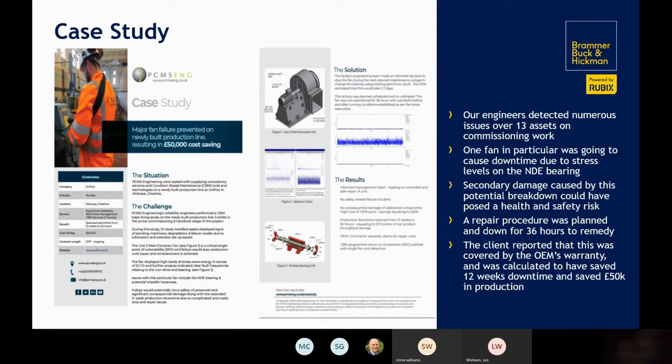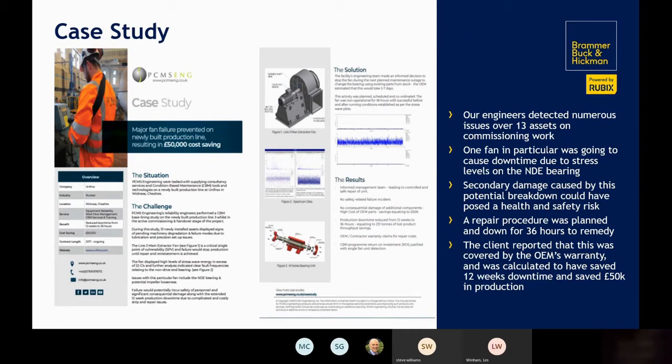This case study is an example of how vibration analysis saved money and time for one of our customers. We were tasked with collecting vibration data on a newly installed production line as part of the initial commissioning process. The vibration analysis showed that 13 of the newly installed assets had signs of misalignment, imbalance, or lubrication issues. One of the process critical fans, the failure of which would result in lost production, showed excessive stress levels on the fan non-drive end bearing, with prominent bearing fault frequencies displayed in the data.